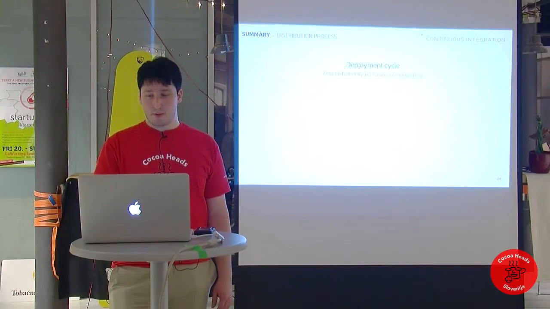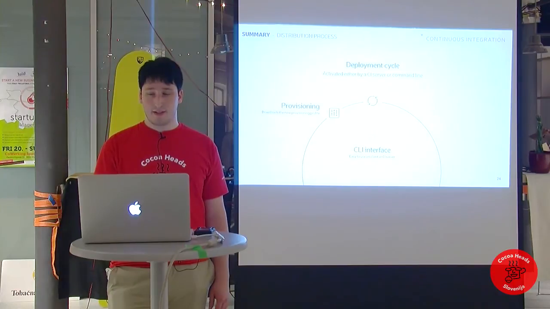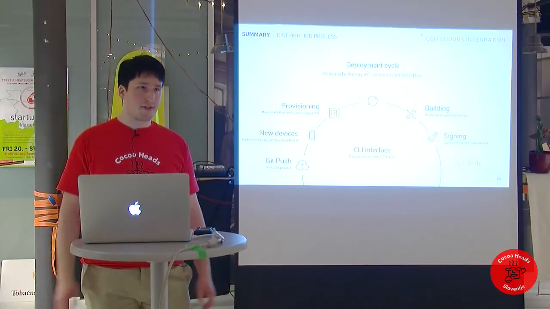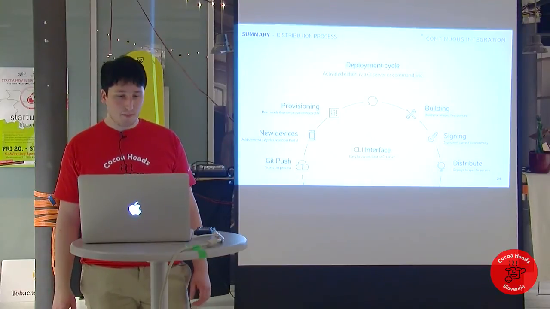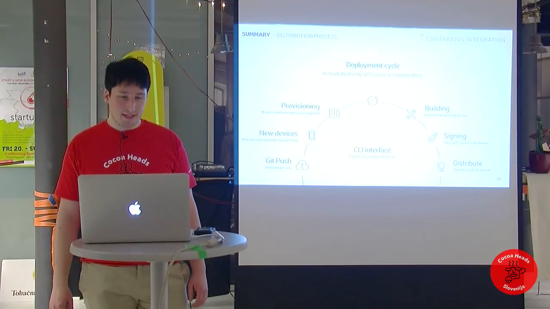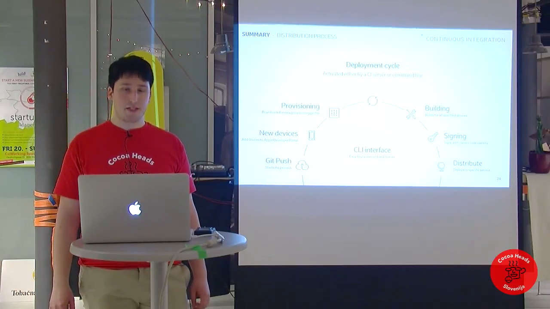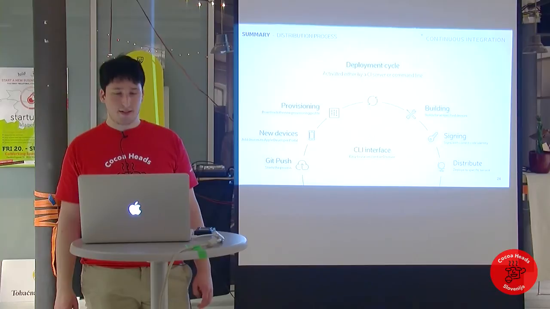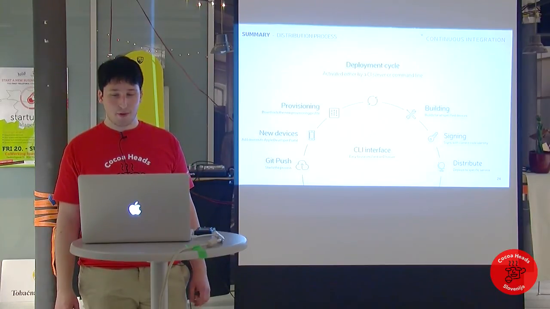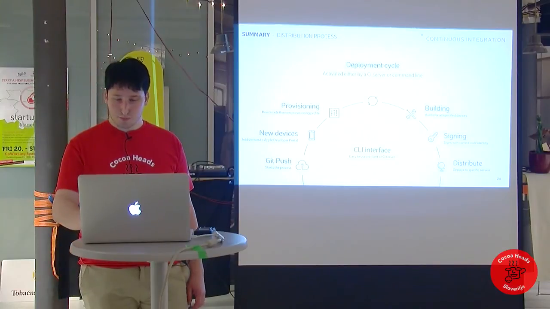So in general, we have this kind of a development cycle. We have first a git push, which usually triggers a CI build. Then new devices are loaded, provisioning profiles are updated, then the application is built, signed with the certificate, and of course the newest provisioning profile, and then we distribute it to the service.